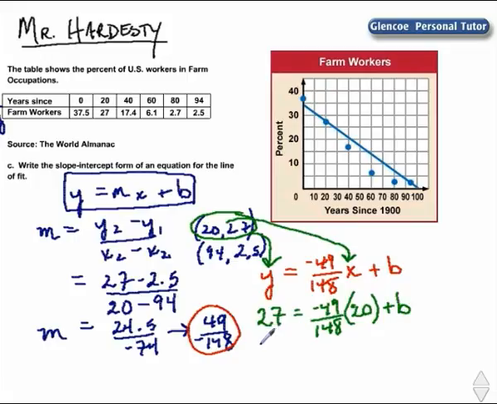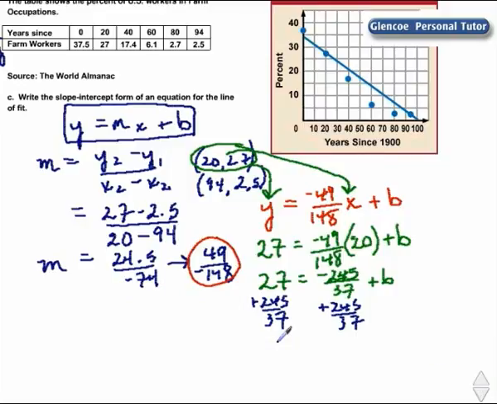We'll do the multiplication and have 27 set equal to negative 245/37 plus b. And finally, to get b by itself, let's add 245/37 to both sides. And b is equal to 1,244/37.